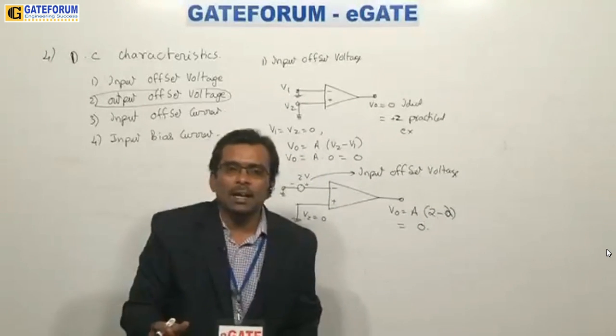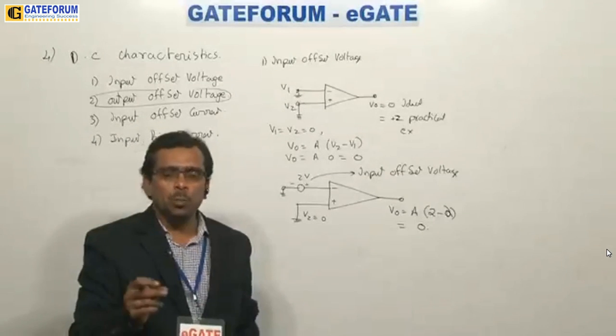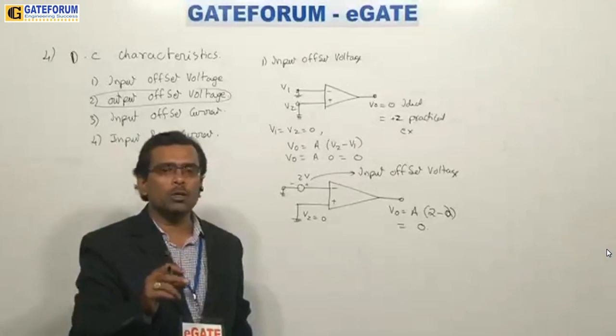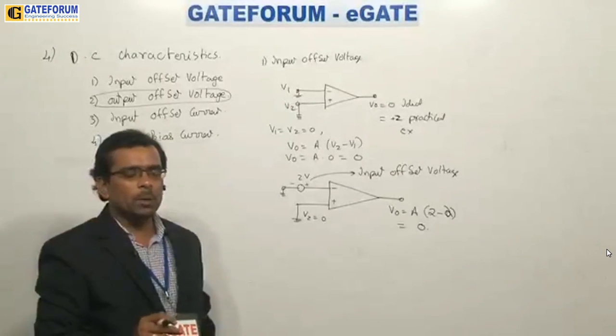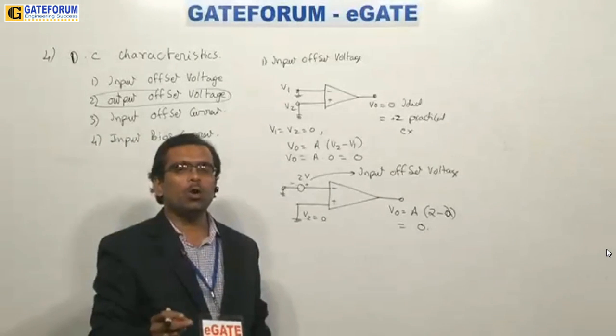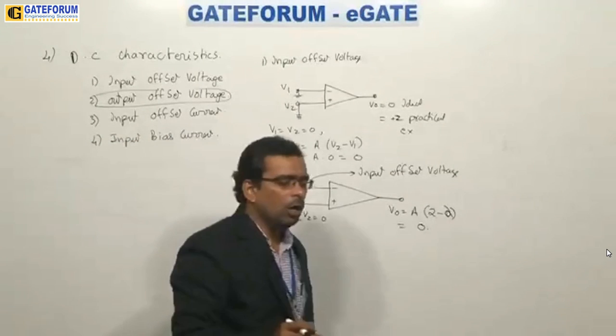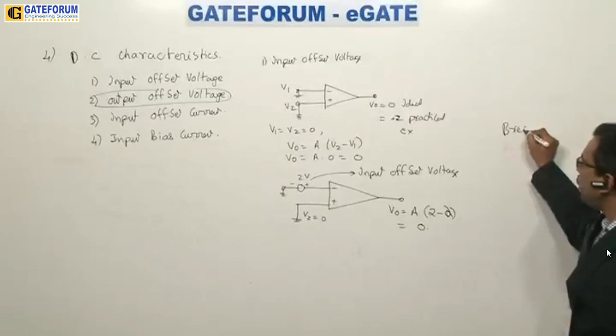So we say that the voltage given at input to make the output voltage 0 is called input offset voltage. I repeat, the voltage given at input to make the output voltage 0 is called input offset voltage. Now let us take a break and resume back.